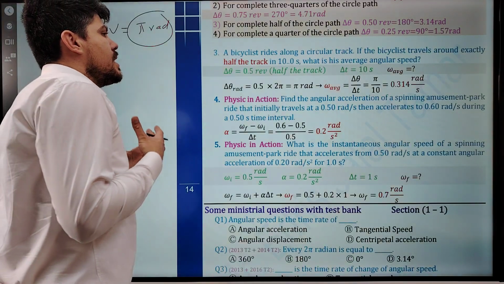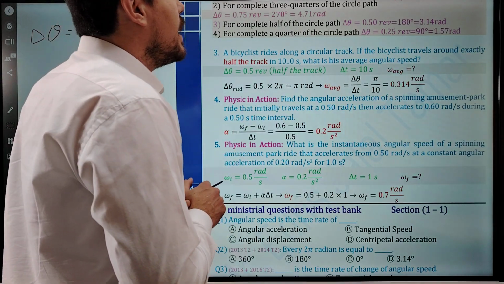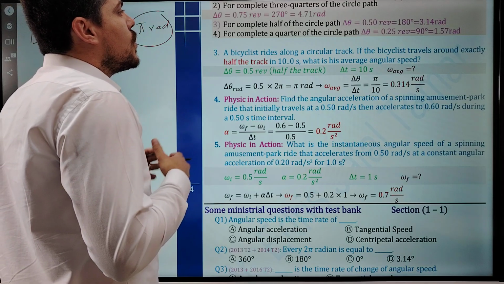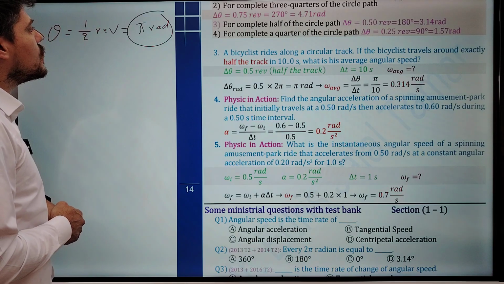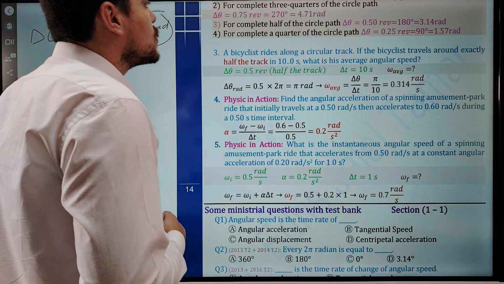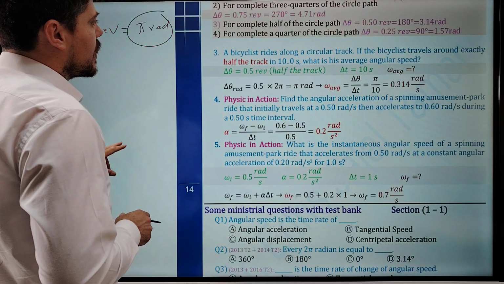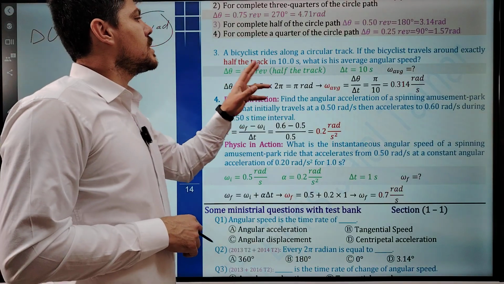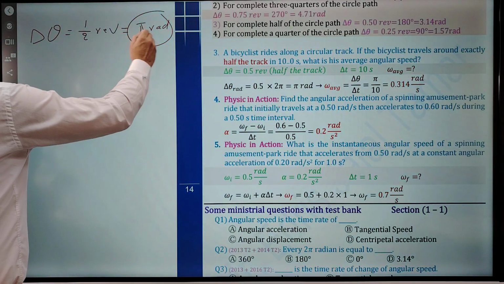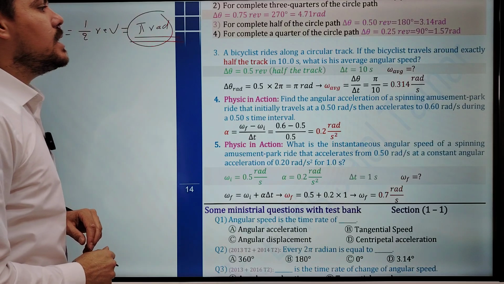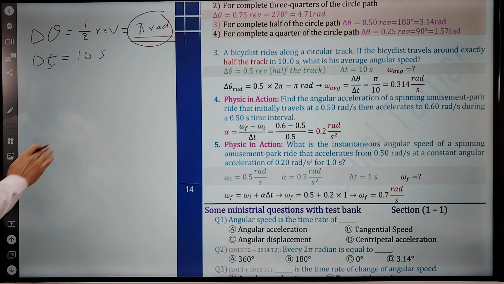In the case when the question says the bicyclist travels around exactly 1/4 of the circle, it means that theta is equal to 1/4 rev and is equal to 1.57 rad. But because this question says exactly half of the track, theta is equal to what? Pi rad. In 10 seconds.